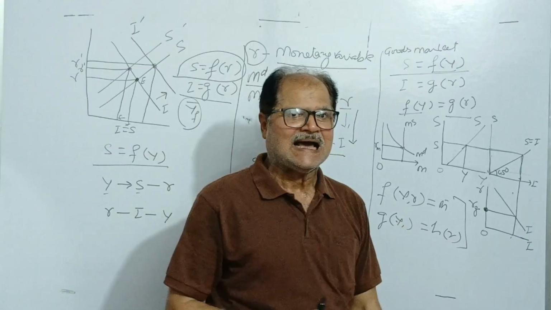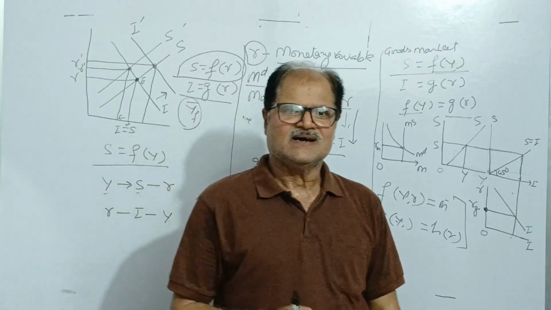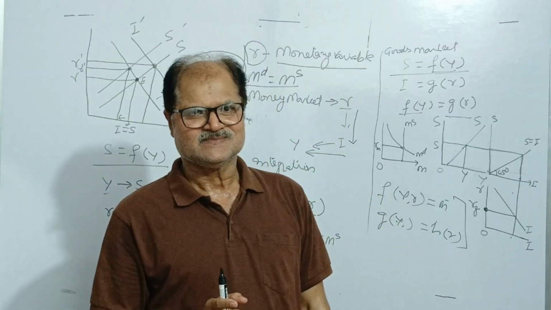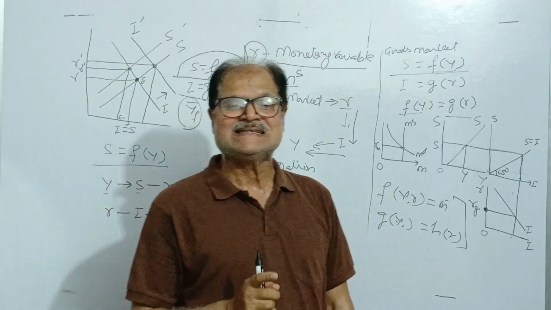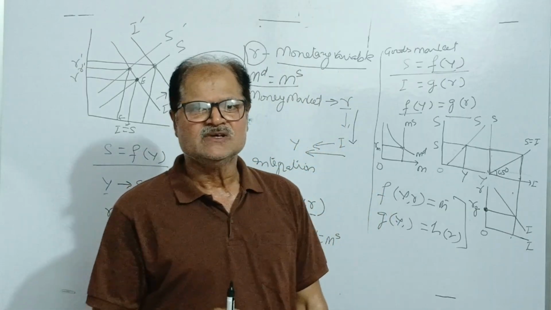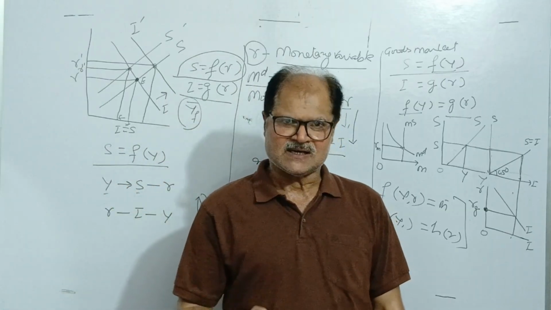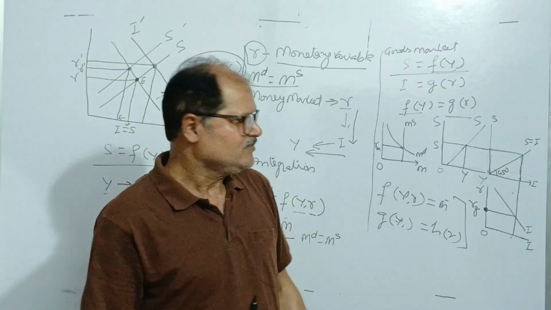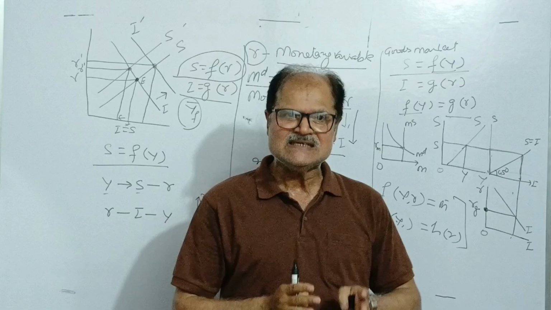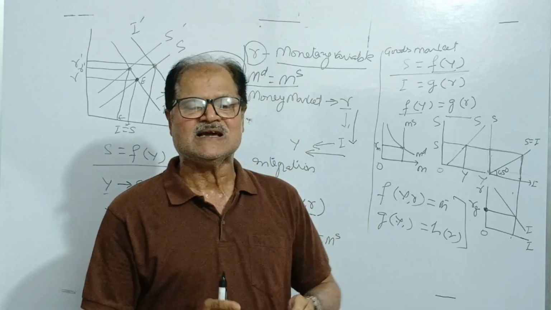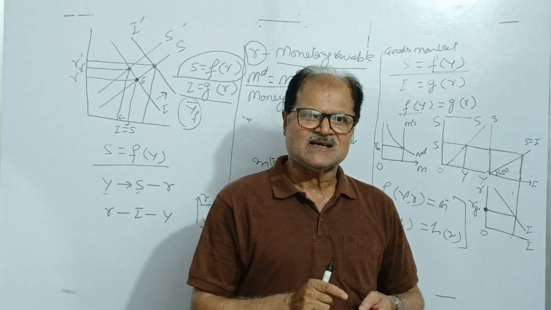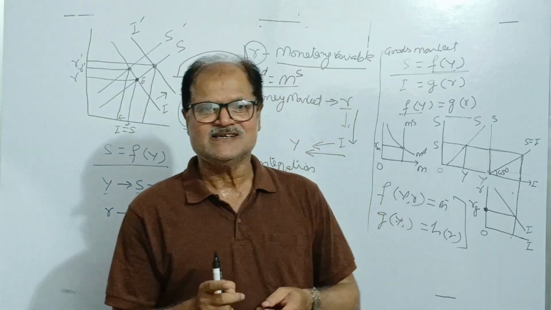This job has been performed by the Hicks-Hansen analysis of the ISLM model. So the ISLM model is the technique which brings simultaneous equilibrium in goods market and money market, or you can say that by this model we get simultaneous equilibrium values of income and rate of interest, which puts money market as well as goods market in equilibrium.